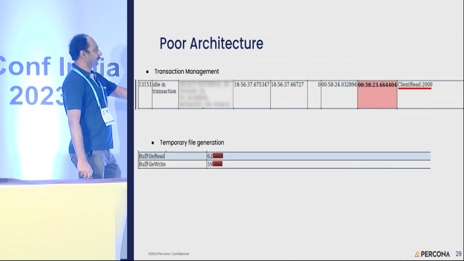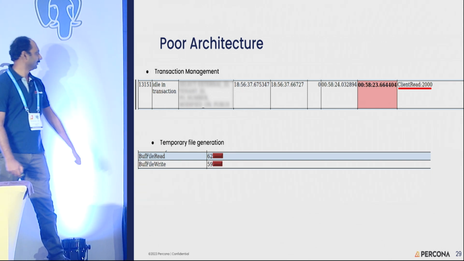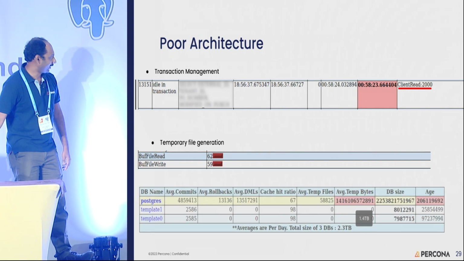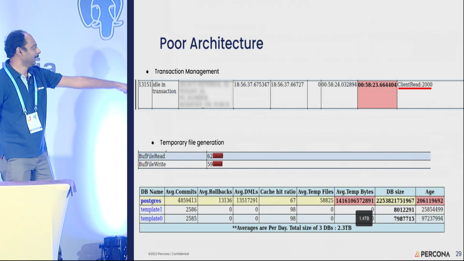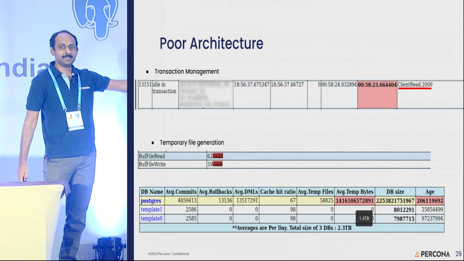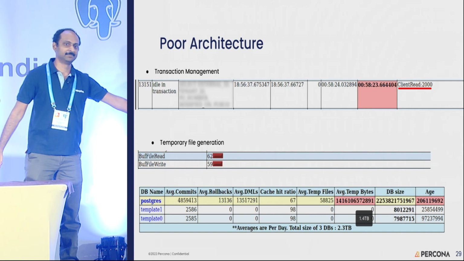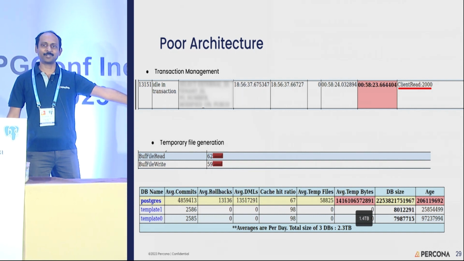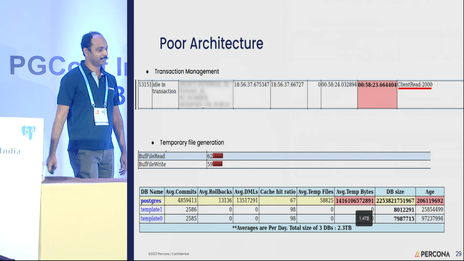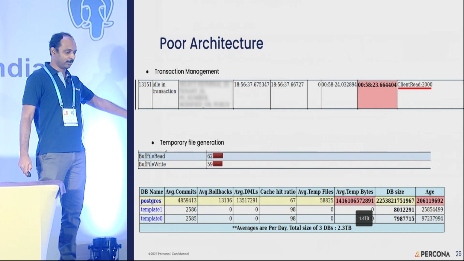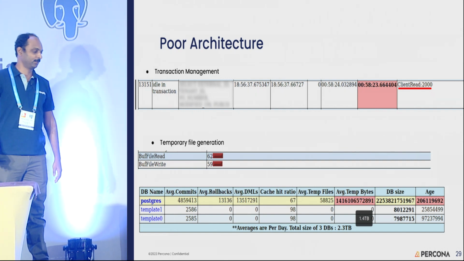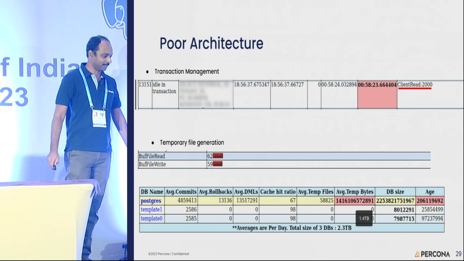And this is the indication of temporary file generation. Sorry, I need to rush. In this case, we can see 1.4 terabyte of temporary files generated per day. Assume the amount of I/O it creates. So in that case, fix the application logic, be a bit rude on the developers.